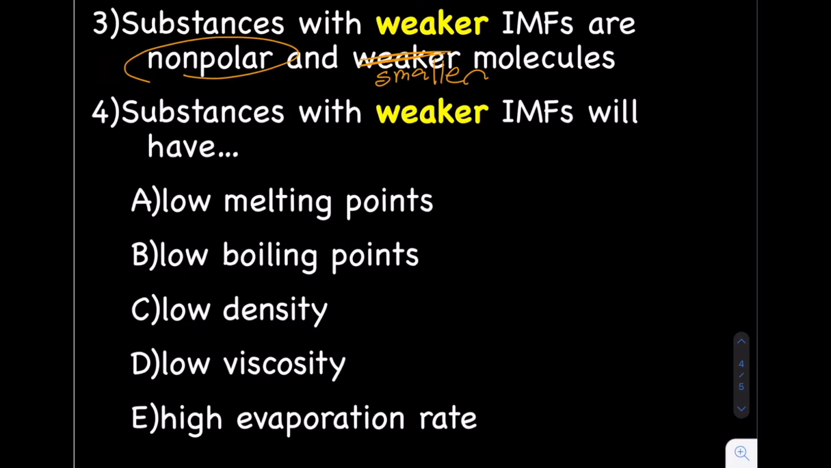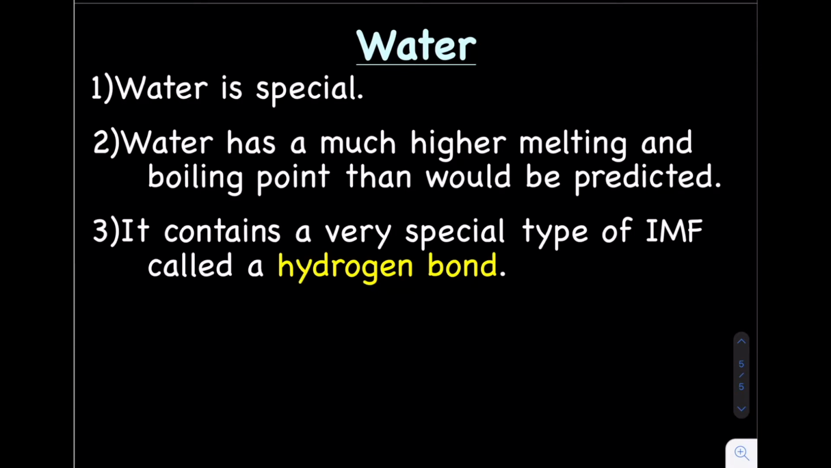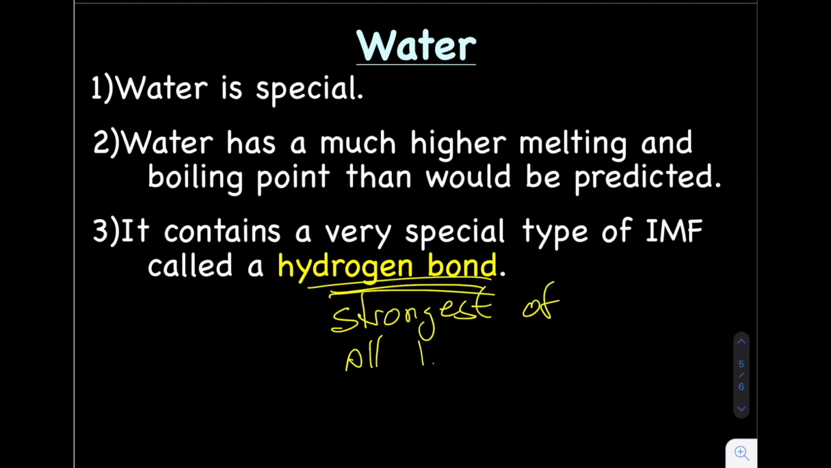One more note here, water. Water is really, really special in that it has a much higher melting and boiling point than would be predicted. That's because it contains a very special type of IMF. There are a few other molecules that contain this particular IMF, but we're going to stick with just water, and that's the hydrogen bond. And the hydrogen bond is the strongest of all IMFs. But for us, it'll just be water that has the hydrogen bond.